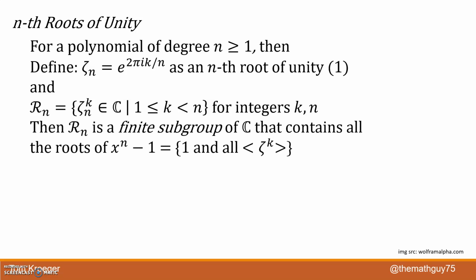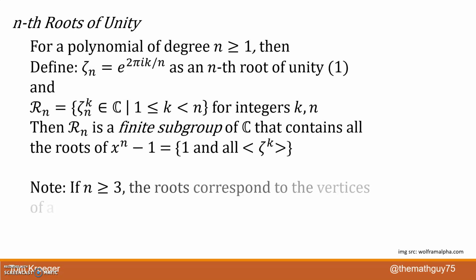And what that means is that R sub n is a finite subgroup of the complex numbers. It contains all the roots of x to the n minus 1, or t to the n minus 1, sometimes I've written it that way, which is 1, and all of those zetas generated there. It's a finite subgroup. That's key to that. We don't want the entire C. We want just a small part of it. We want a finite subgroup of it.